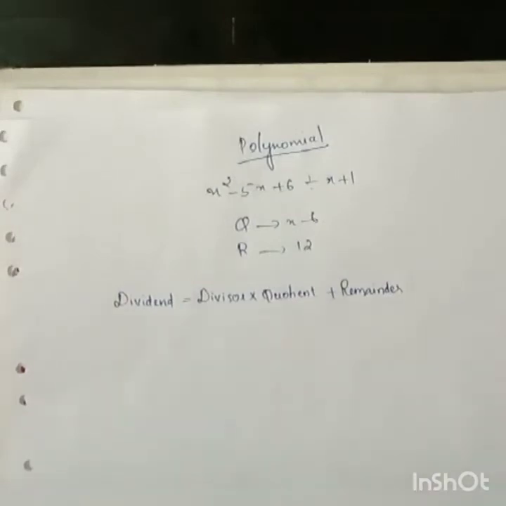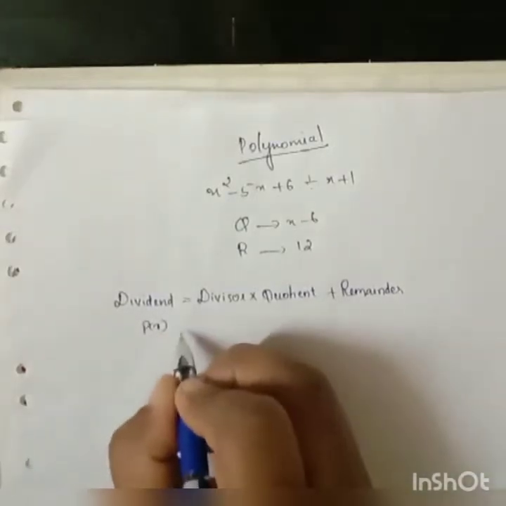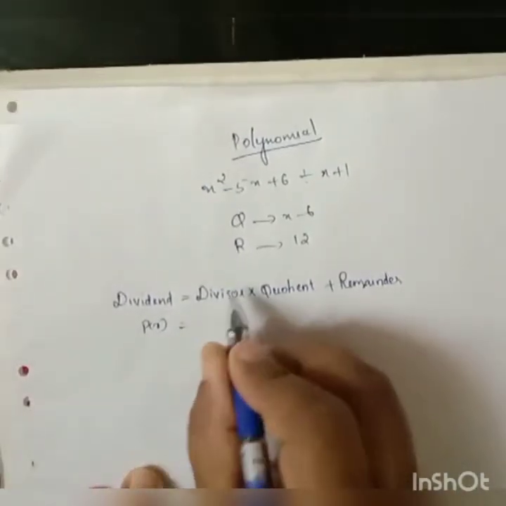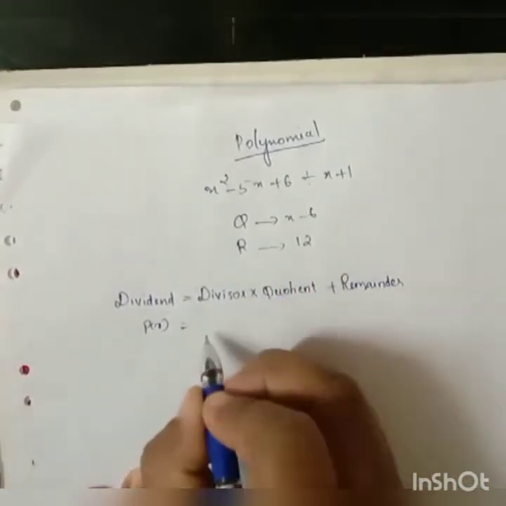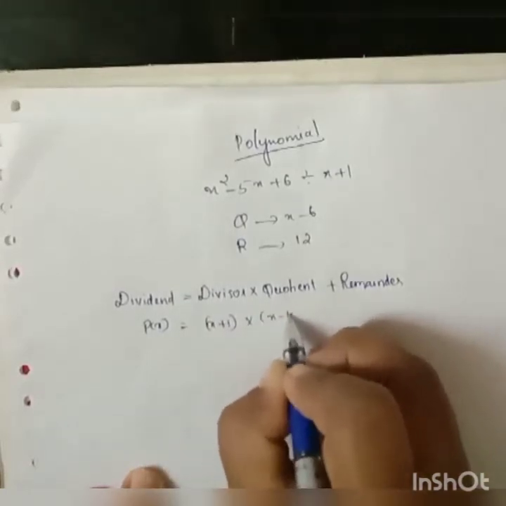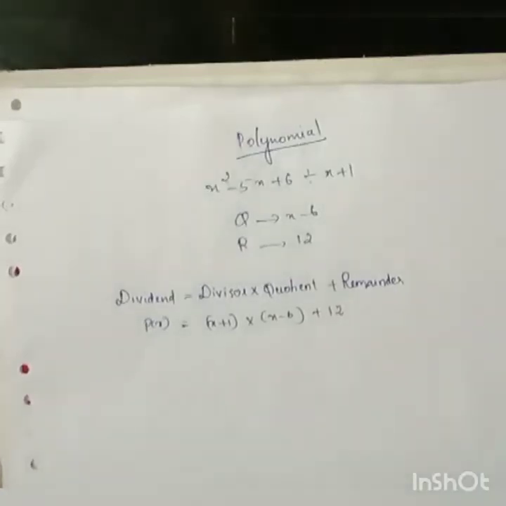Let us denote our polynomial by p of x. Our dividend is p of x. Then it becomes p of x equals, our divisor is x plus 1, into quotient x minus 6, plus remainder 12. P of x equals x plus 1 into x minus 6 plus 12.